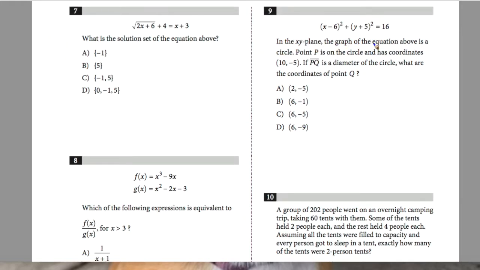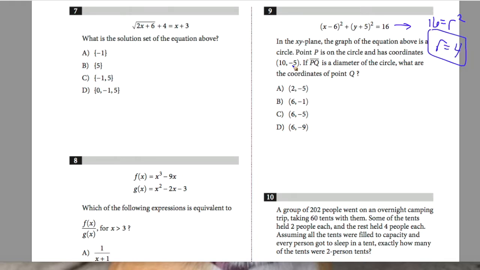Question number 9. Well, immediately I can see that this (x minus 6) squared plus (y plus 5) squared equals 16. I know that this is really referring to the equation of a circle, and I know that this 16 is going to be equal to r squared. I would suggest to go back and watch the other video if you're unfamiliar with the equation, which means my r, which is my radius, is going to be 4.